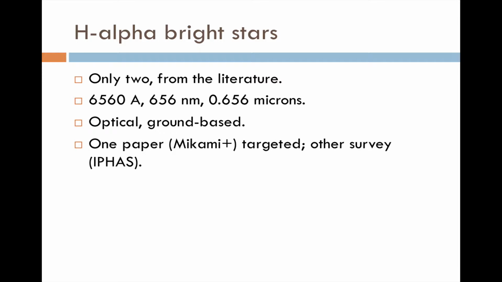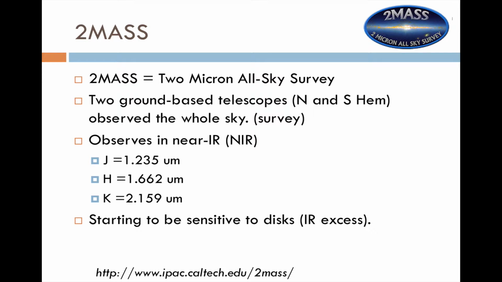These are both optical observations, ground-based observations. There's one paper by Mikami et al. that targeted this region. We don't have access to their images. It's the only one of these surveys that we don't have access to the images, and it found only 1 star in our region. And the other H-alpha star comes from IPHAS itself, because they published a list just of the H-alpha bright sources that they found.